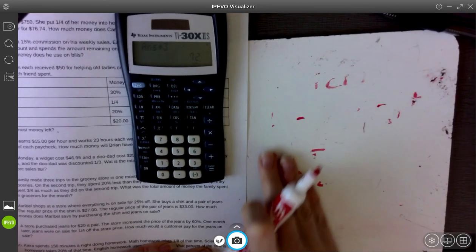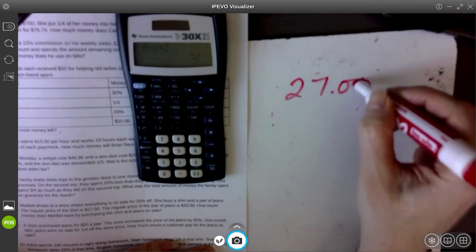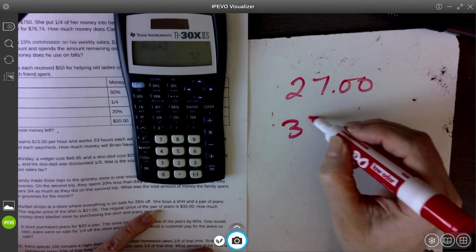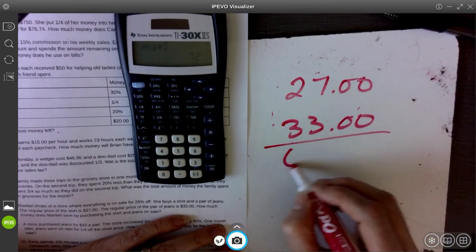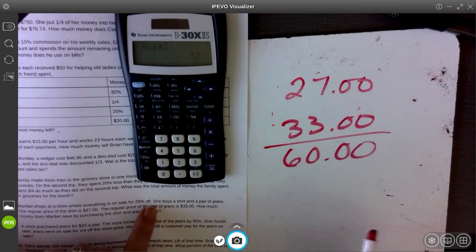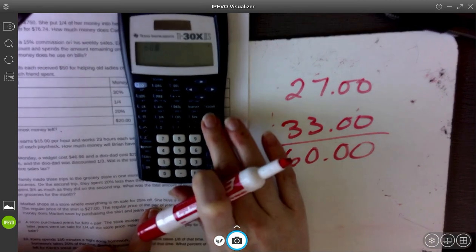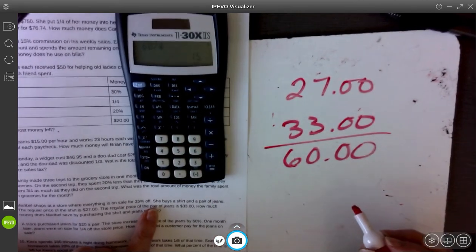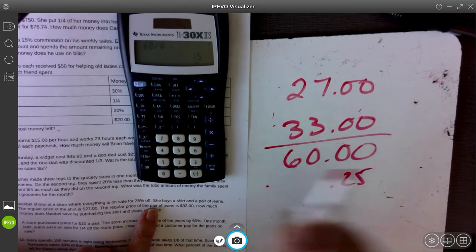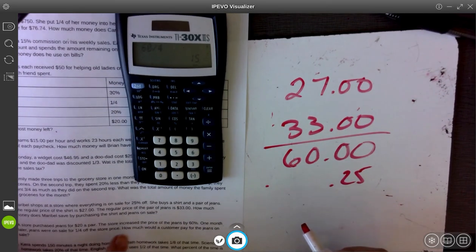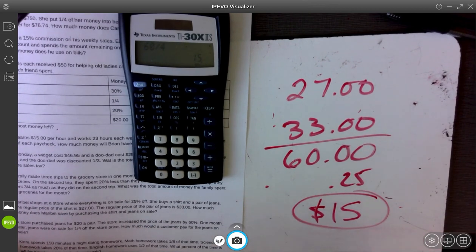All right, Maribel shops at a store where everything's 25% off. She buys a shirt and a pair of jeans. The price of the shirt is $27. The regular price of the pair of jeans is $33. How much money does she save? Well, let's go ahead and add these up, which gives us $60. And I want to find 25%. So if I break 60 up into quarters, I get $15. So you can do it by times 0.25, or you can do it divide by 4, either one. And how much money does she save? Well, she saves $15. That's what the discount is.